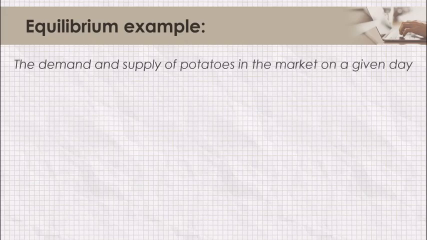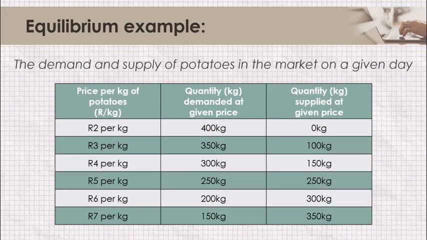Okay, so let's look at the demand and supply of potatoes in the market on a given day. Here's a demand and supply schedule. It's the same thing as the previous schedules, but now you've got a price column, price per kilogram of potatoes, and you've got a demand column and a supply column. If it's 2 Rand per kilogram, which is fairly cheap, then 400 kilograms are demanded, but 0 kilograms are supplied. Suppliers are not willing to sell potatoes at 2 Rand a kilogram. So what is this? Excess demand. There's more demand than supply.